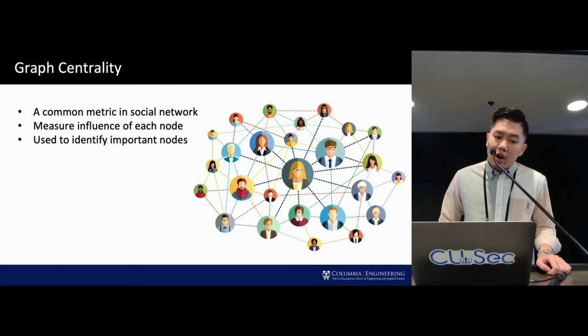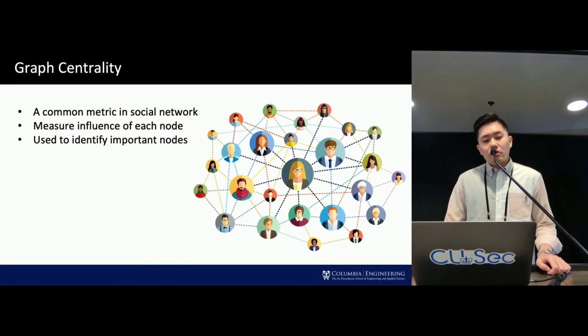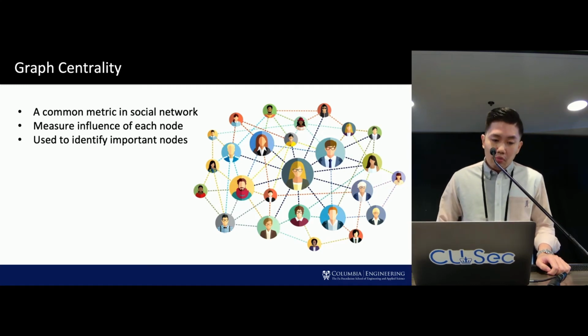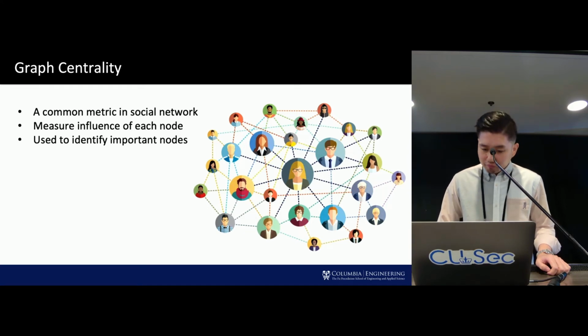A little bit of background about graph centrality. It is a common metric in social network analysis. It measures the influence of each node. It is often used to identify important nodes. On the right, we show an example of graph centrality analysis on a social network graph.